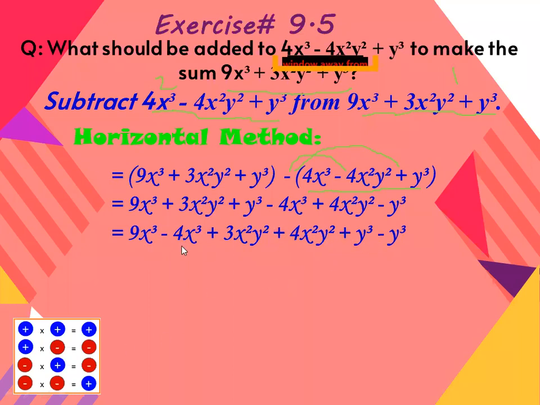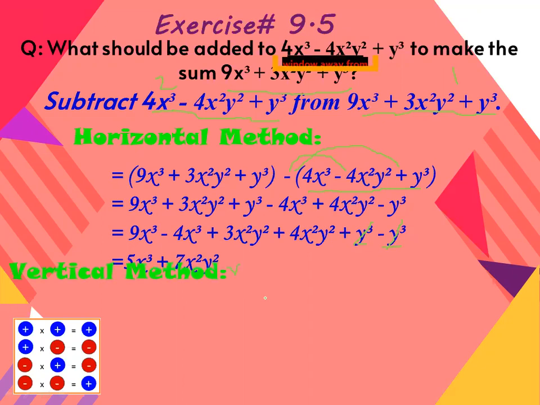Okay, 9 minus 4 will become 5x cube. Plus plus will be plus, so 3 plus 4 will become 7x square y square. Now look here: the variables are the same and the signs are opposite, so they will cancel each other and the answer here is 0. So there is no need to write 0. This is your final answer, that is 5x cube plus 7x square y square.